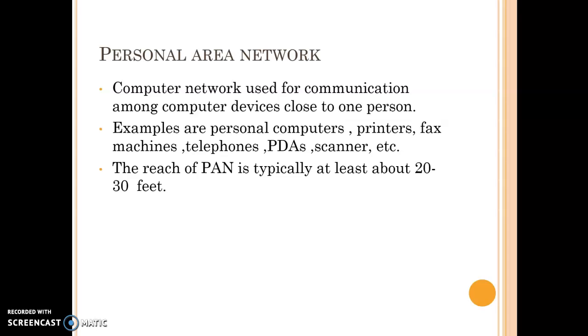Let us see what a personal area network, PAN, is. This is a computer network used for communication among computer devices close to one person. Examples are personal computers, printers, fax machines, telephones, PDAs, scanners, etc.